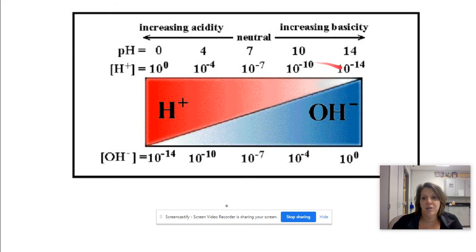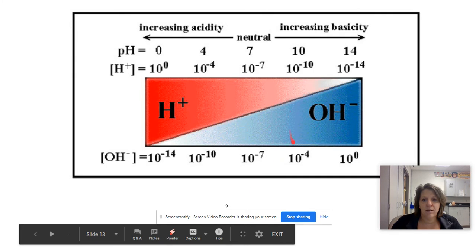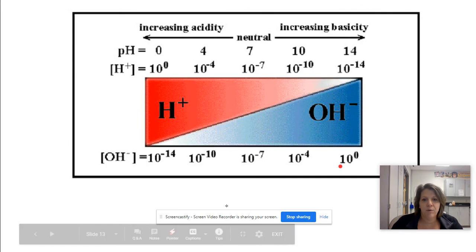All right, pH ranges from 0 to 14, and this inverse relationship basically adds up to that 14. So if you take 7 plus 7, that's 14. 4 plus 10, that's 14, okay? So if you know the hydrogen ion concentration, you know the pH. Actually, if you know the pH, you know the hydrogen ion concentration. If you know the hydrogen ion concentration, you know the hydroxide ion concentration. So if we look at these, the hydrogen and hydroxide all add up to 14.